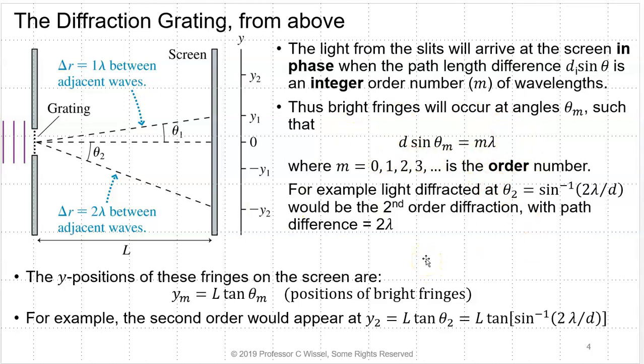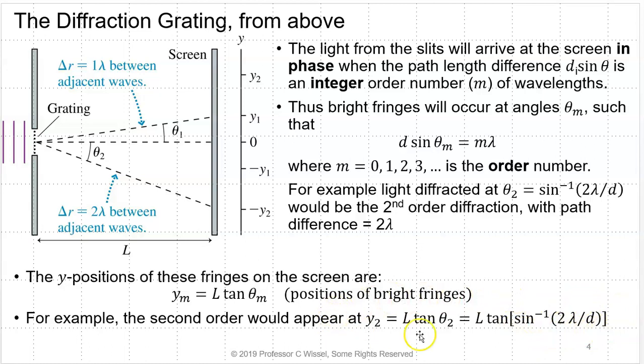For example, light diffracted at theta 2, which would be the second order, is the inverse sine of 2 lambda divided by d. This would be the second order diffraction with path length difference 2 lambda. The y positions of these fringes on the screen are ym equals L tan theta m. And of course, you can see this is associated with the tan of this angle here. And that would give you the positions of the bright fringes. For example, the second order would appear at y2 equals L tan theta 2, or L times tan of the inverse sine of 2 lambda over d.